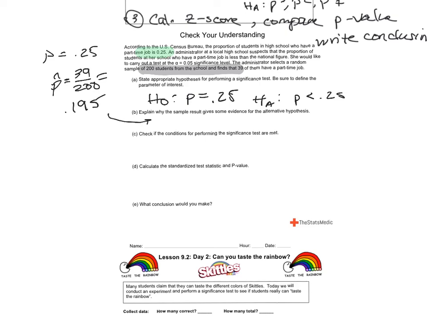Check the conditions. What are my conditions? My conditions say that 200 times 0.25 is greater than 10, and 200 times 0.75 is greater than 10. Which, by the way, that's 50 is greater than 10, which is true, and 150 is greater than 10, which is true. It was a random sample.